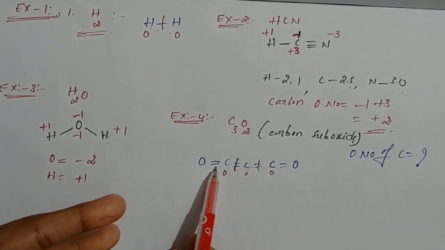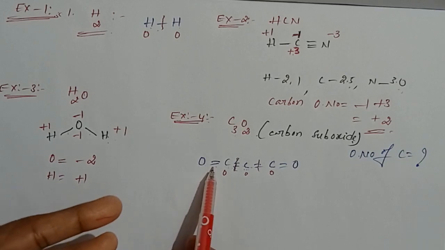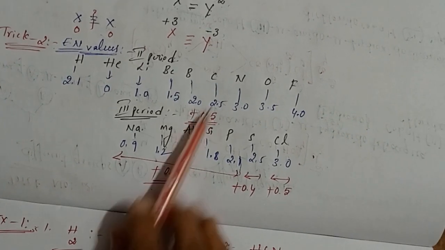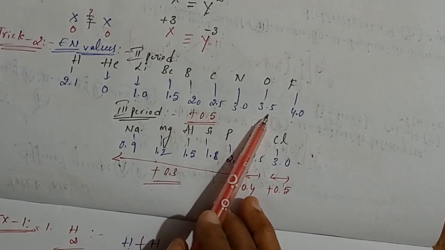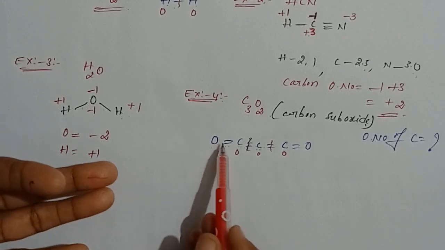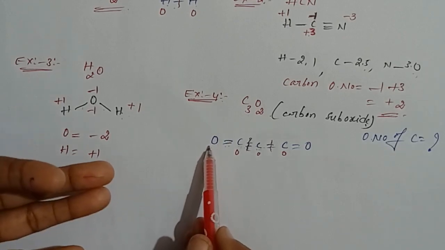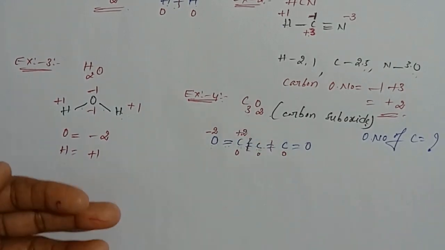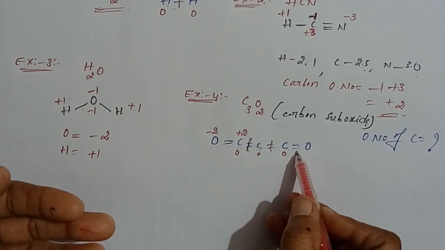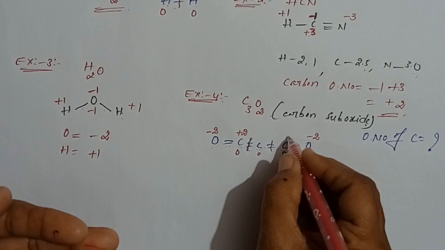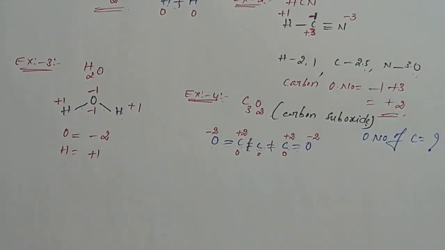Right, now I am taking the bond between carbon and oxygen. Oxygen is more electronegative than carbon, correct? Carbon has less electronegativity. So oxygen being more electronegative, these 2 bonds move towards the oxygen side. That's why its oxidation number is -2. Carbon will lose 2 bonds, +2. And coming to this bond, oxygen is more electronegative, so oxygen will get oxidation number -2. Carbon will lose 2 bonds, so oxidation number +2.